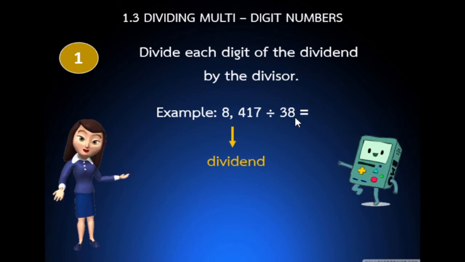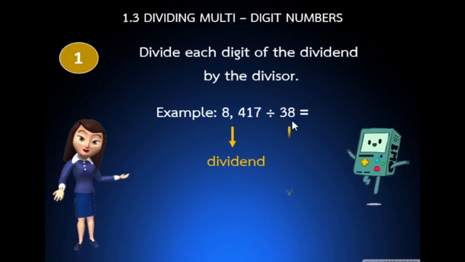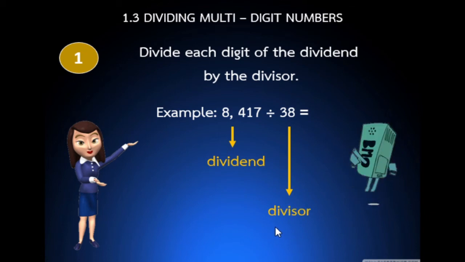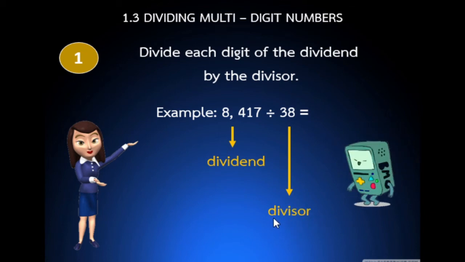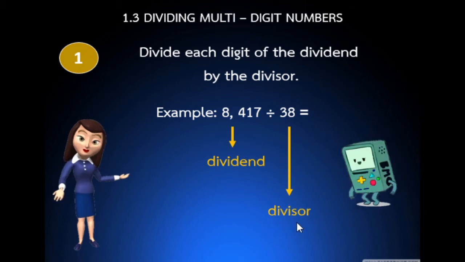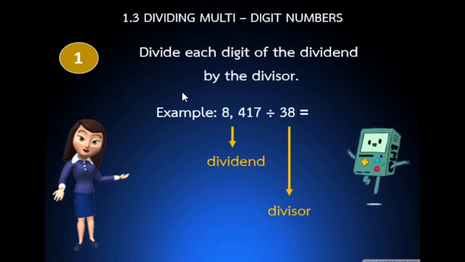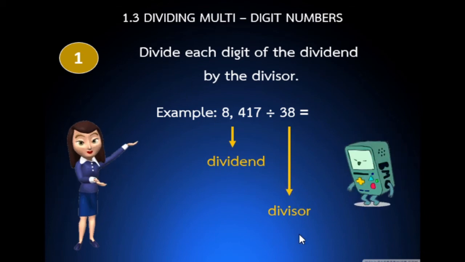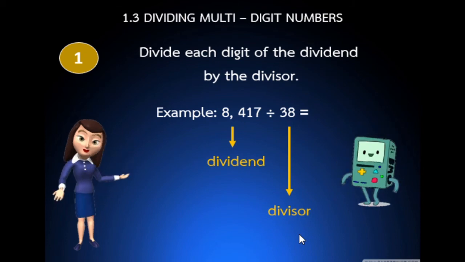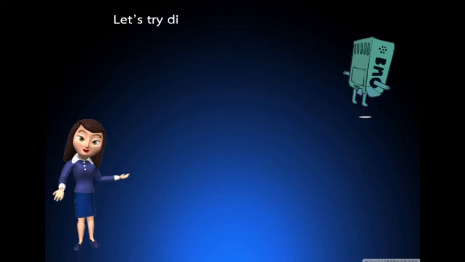Okay, and 38 here is our divisor. Alright, very good. So, again, this is the dividend and this is the divisor. Divide the dividend by the divisor. Now, how would it look? Let's look at it.